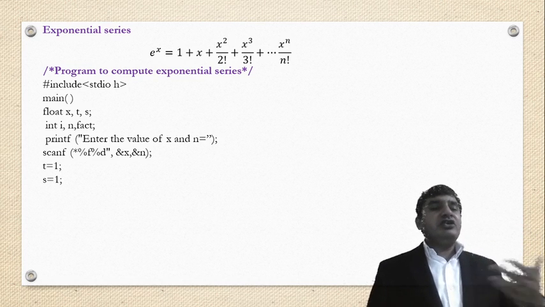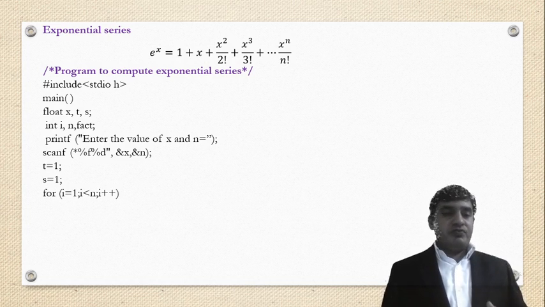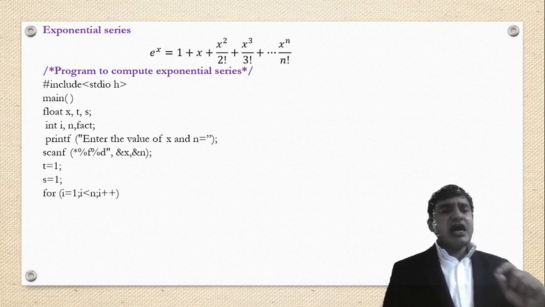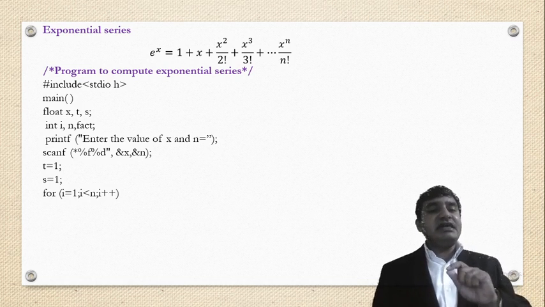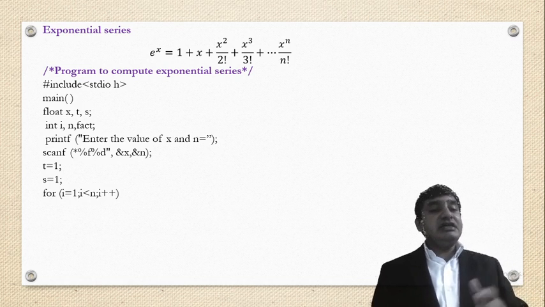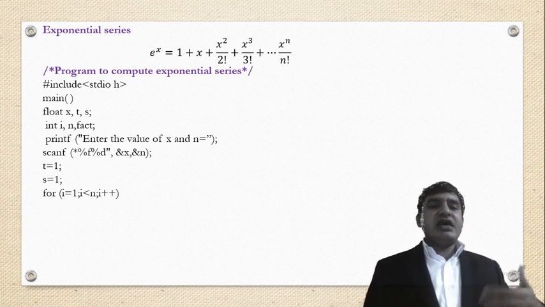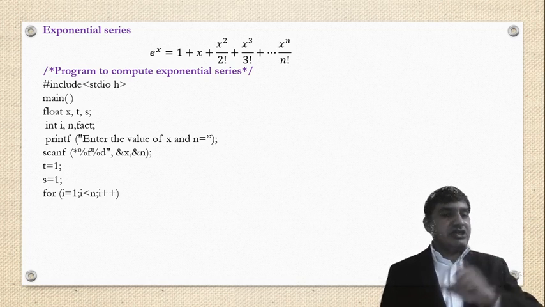Now t is equal to 1 and s is equal to 1. Now we have to consider the for loop. For i is equal to 1, this is the initialization. i is less than n, this condition we have to check, then i is incremented. i plus plus. So i is incremented. i is an integer.